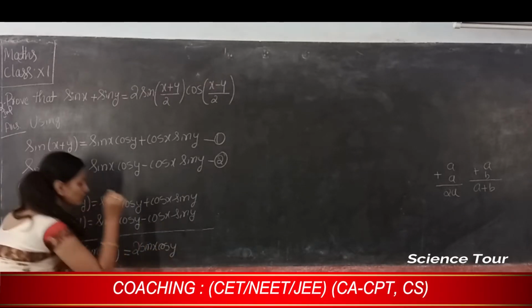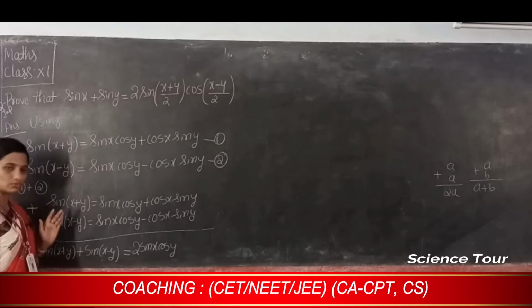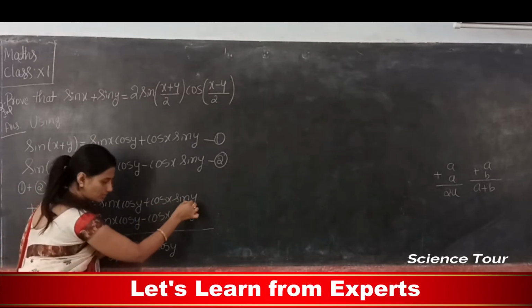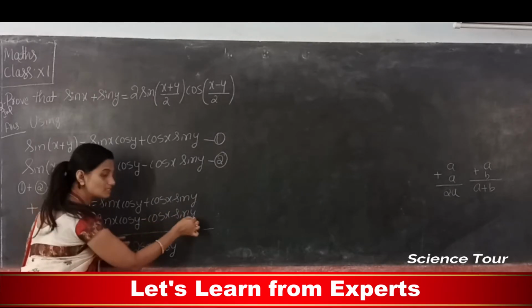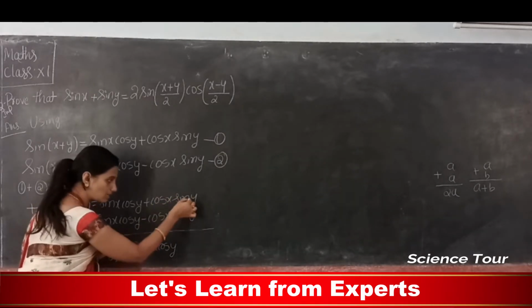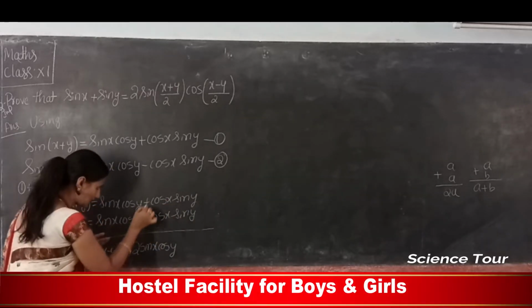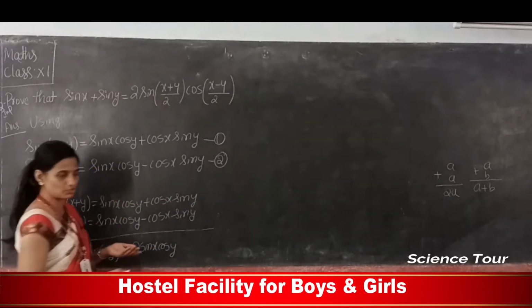Is it right? 2 sin x cos y. Now next here, plus cos x sin y minus cos x sin y. Cos x sin y, cos x sin y, same. But see the sign. The sign is different, means subtraction.